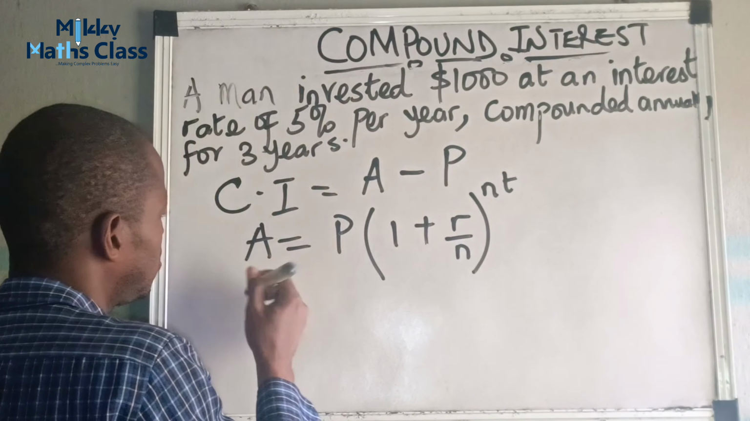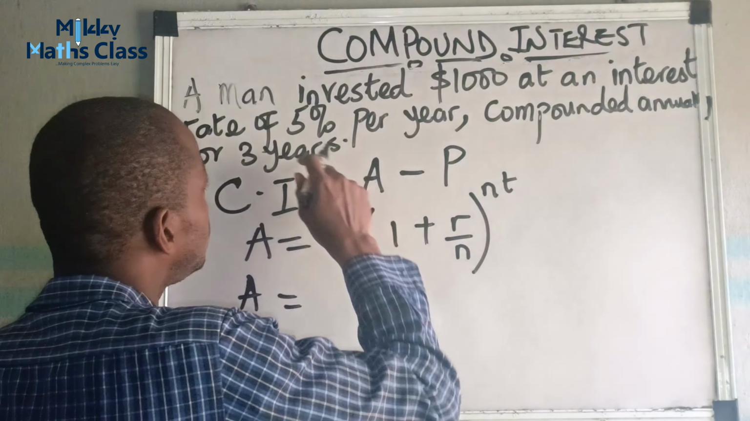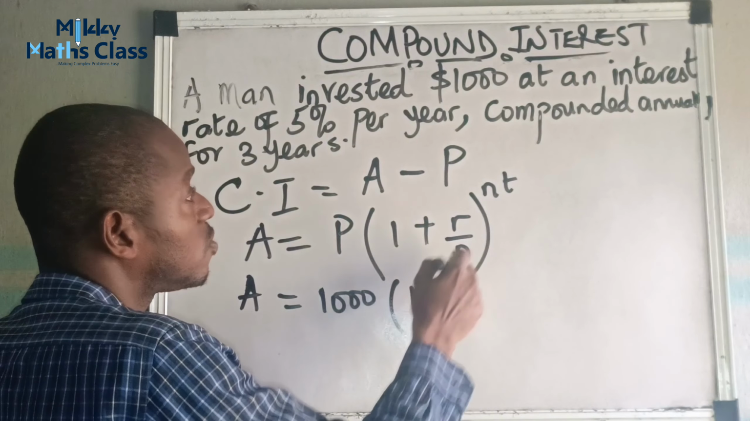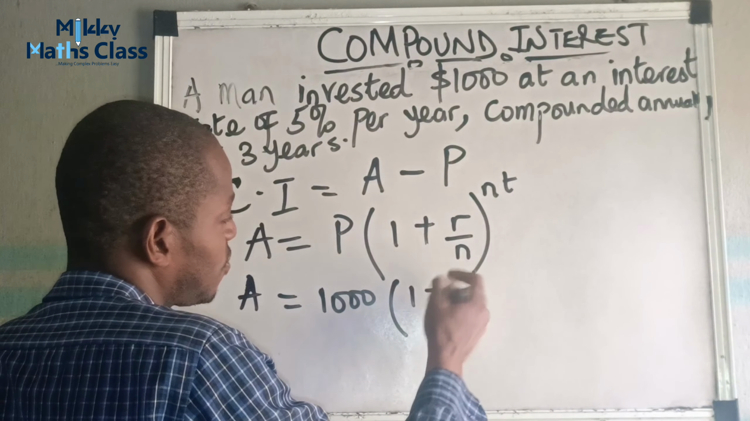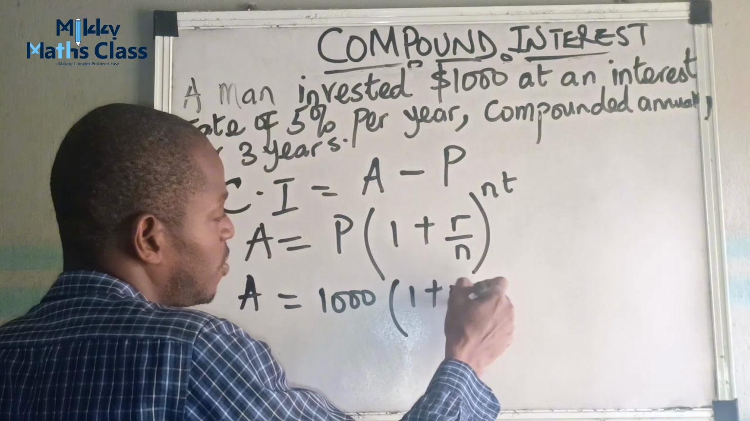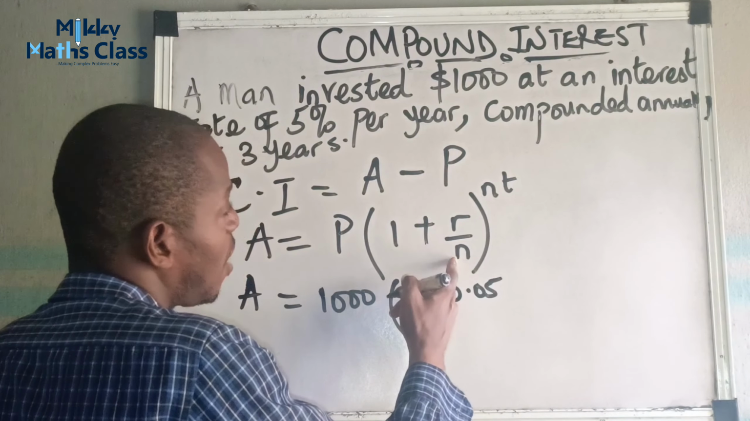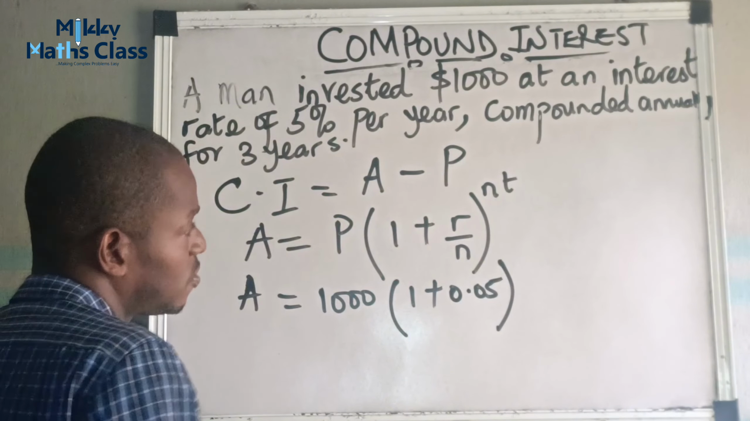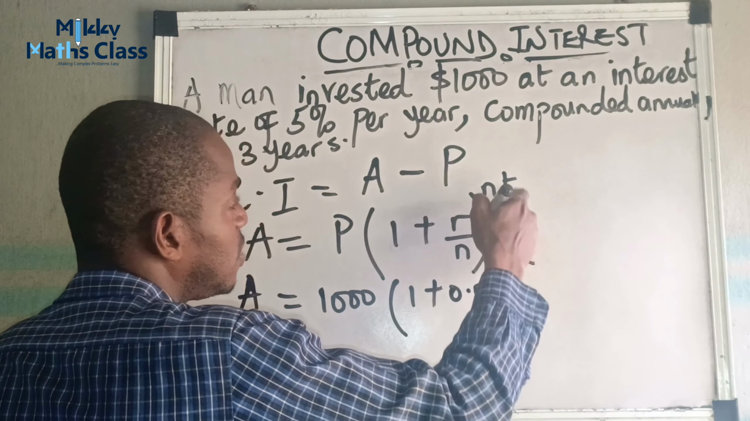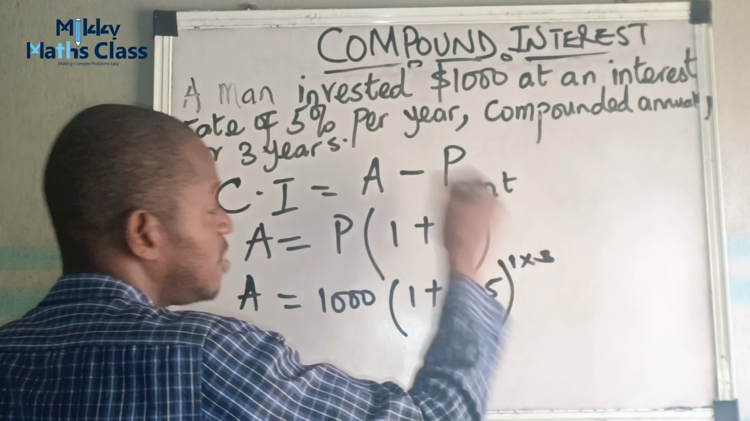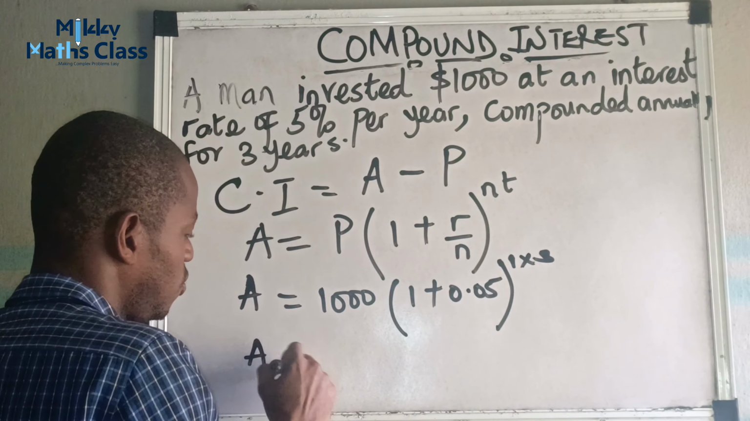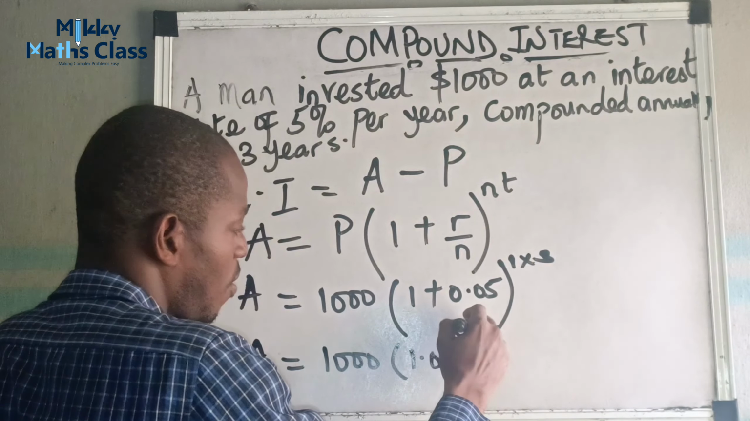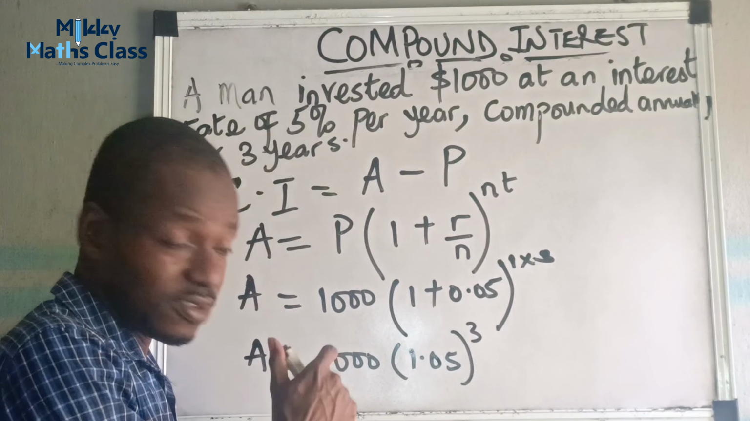Let's look for the amount first. So our amount will be equals to, our principal is $1,000. So that's 1,000 into bracket 1 plus the rate is 5%. So that's 5 over 100. We can convert it to decimal, 0.05 over our N is 1, since it's compounded annually. So that's raised to the power of 1 times the time there is for 3 years. 1 times 3, that's 3. So this becomes A is equals to 1,000 into bracket, this is 1.05 raised to the power of 3. So let's look for 1.05 raised to the power of 3.